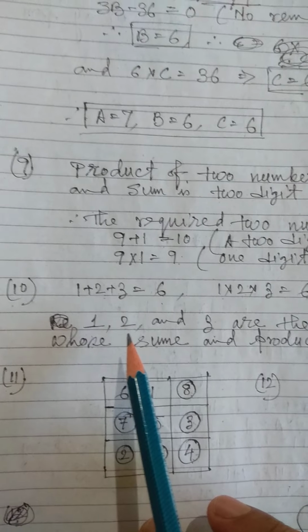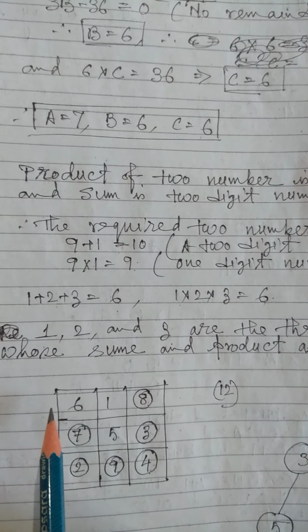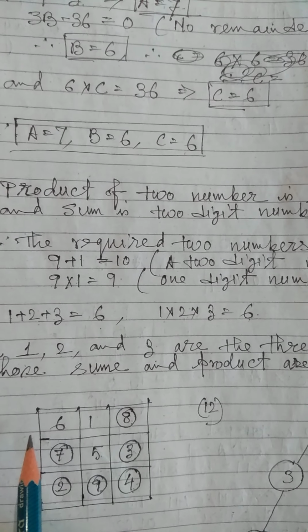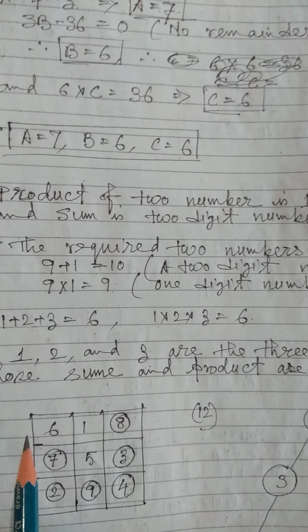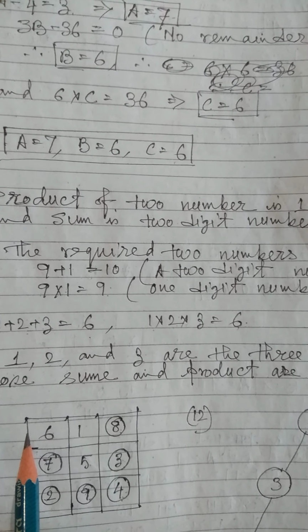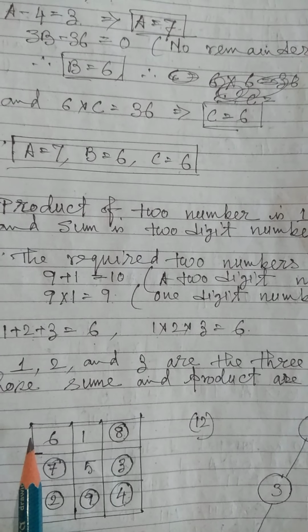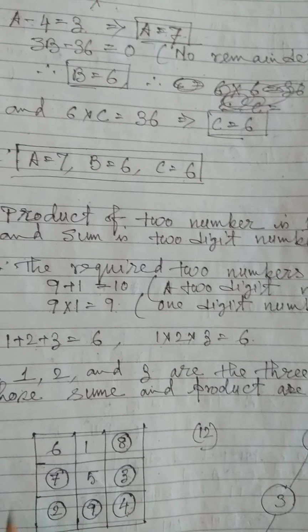Next, question number 11. Complete the magic square given below so that the sum of the numbers in each row, in each column and along each diagonal is 15.